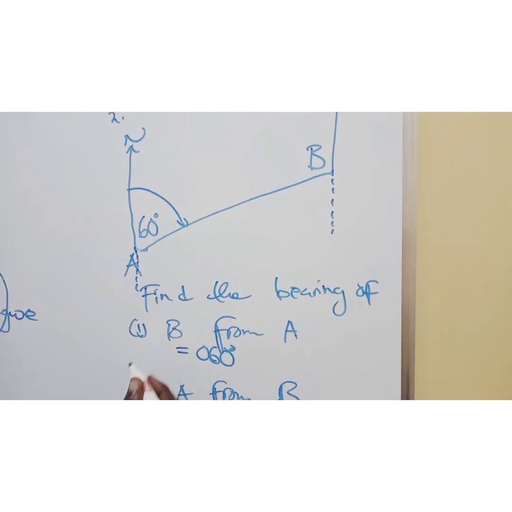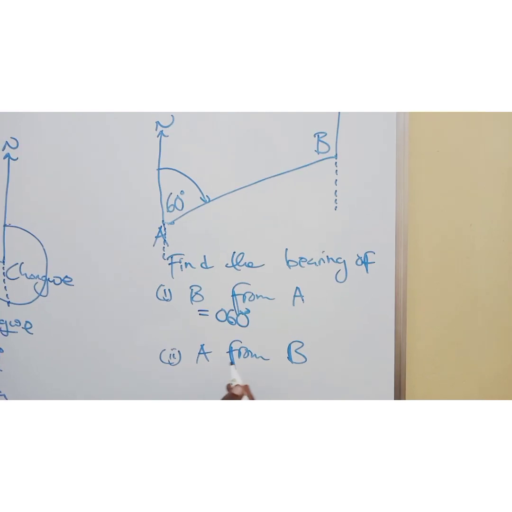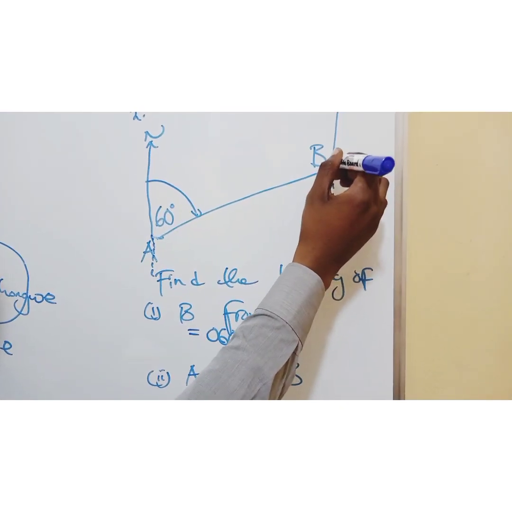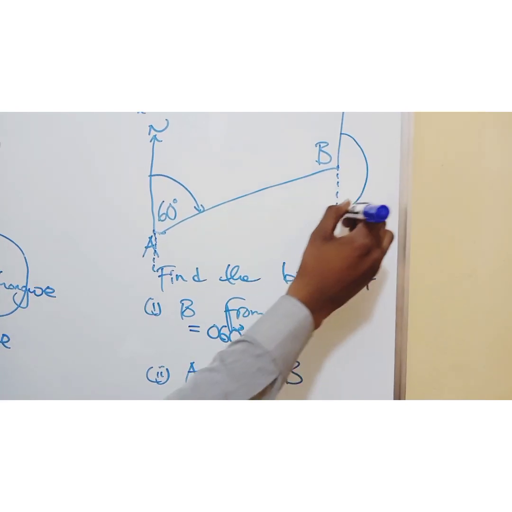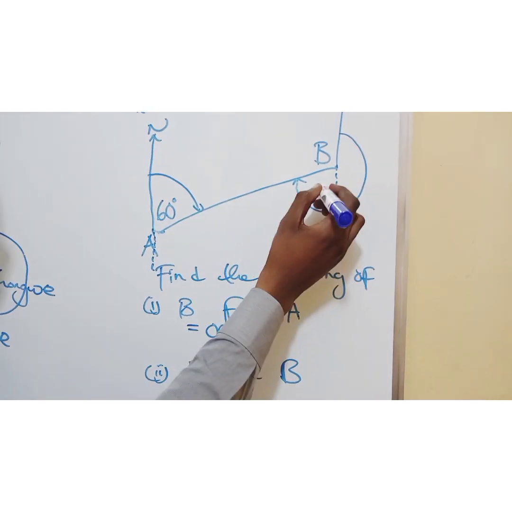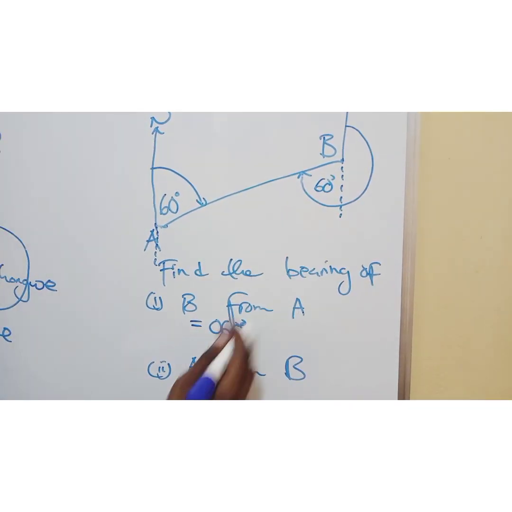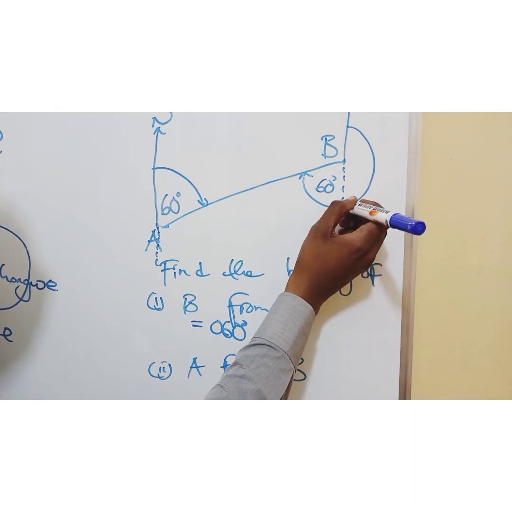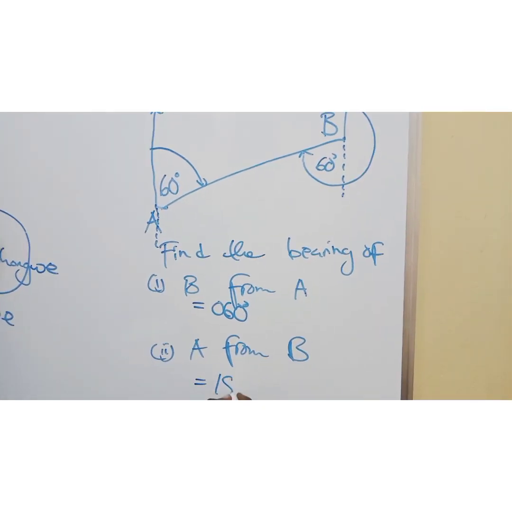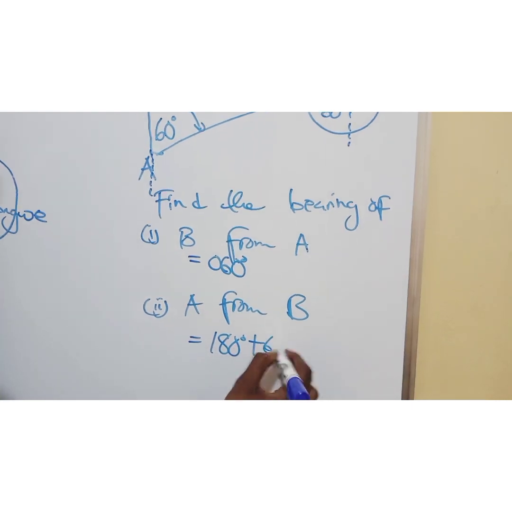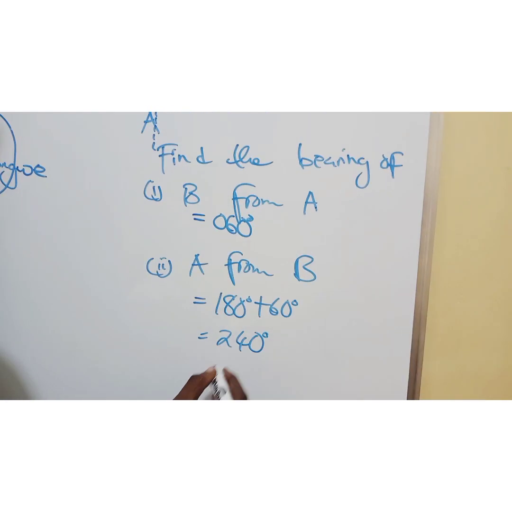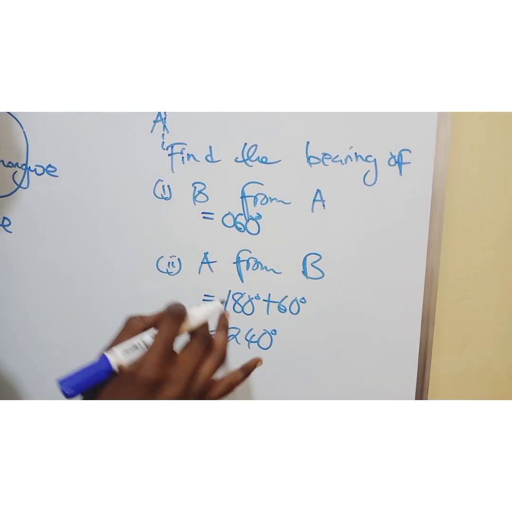Then find the bearing of A from B. B is my starting point. So from here up to there. And I know if this is 60, there's 60 here. And I know that from here up to here is 180. And this 60 is part of my bearing. So I'll add. I have 180 plus 60. This will give me 240. Done. Let's look at an exam question now.